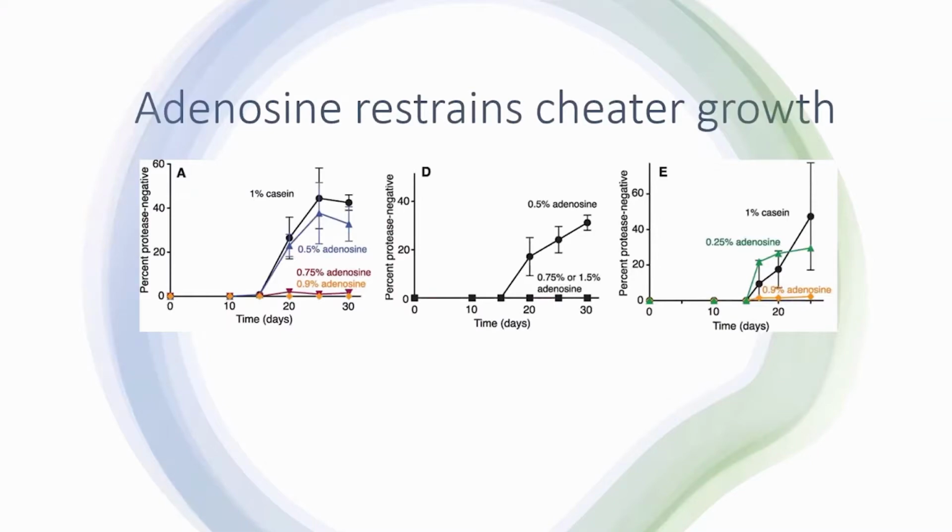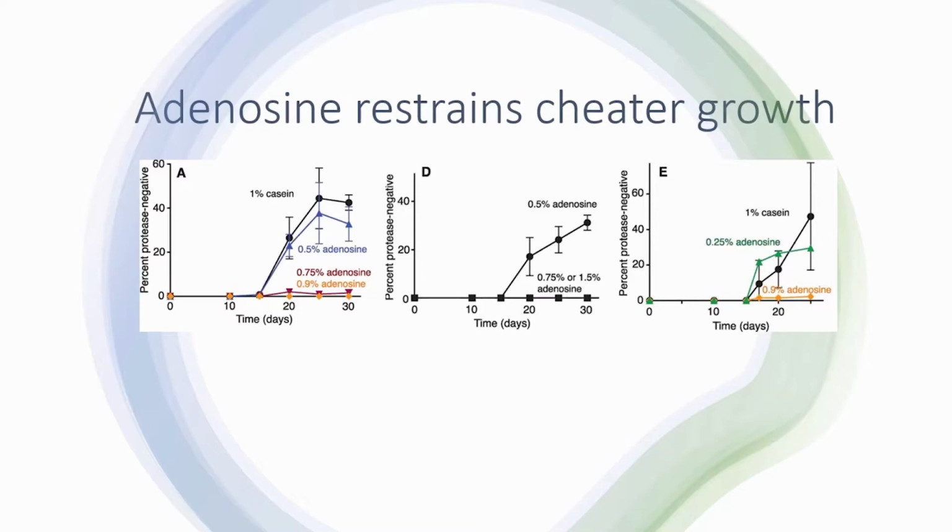So the first that we're going to look at is that adenosine restrains cheater growth. I know that the graphs, the letters are out of order, but they were ordered kind of weirdly in the publication. I just wanted to organize it so that it's a little neater and easier to understand. So the first thing I want to go over is the y-axis and making sure that we understand what exactly we're measuring here. It says percent protease negative, which is really just a fancy way of saying the percentage of cheaters.